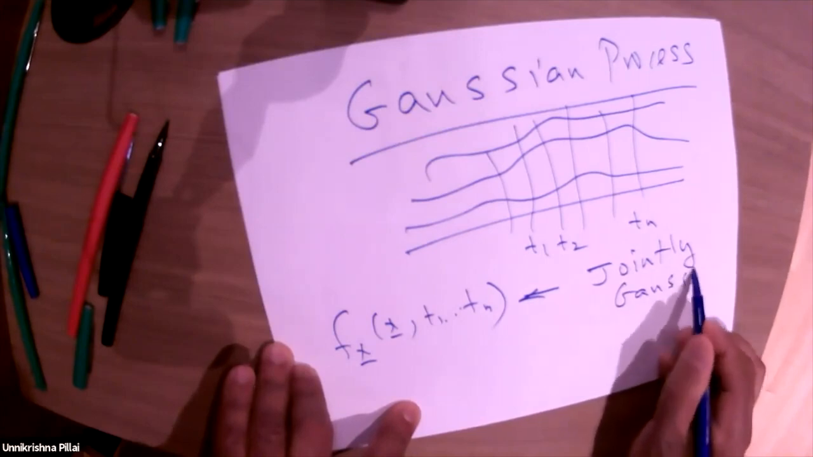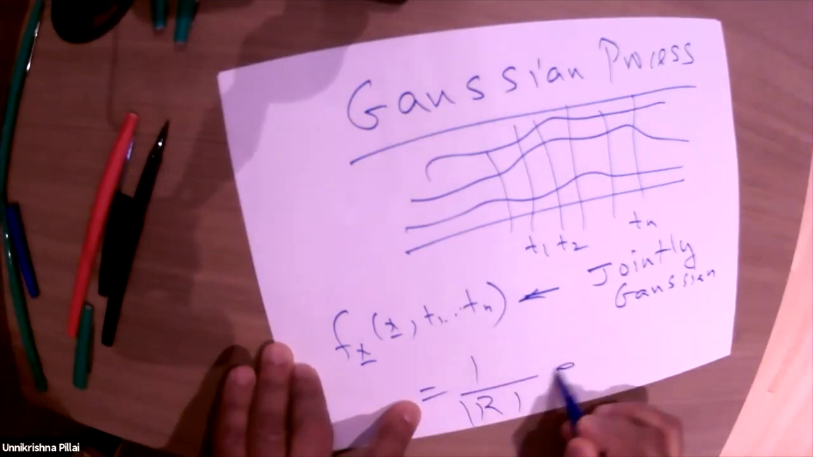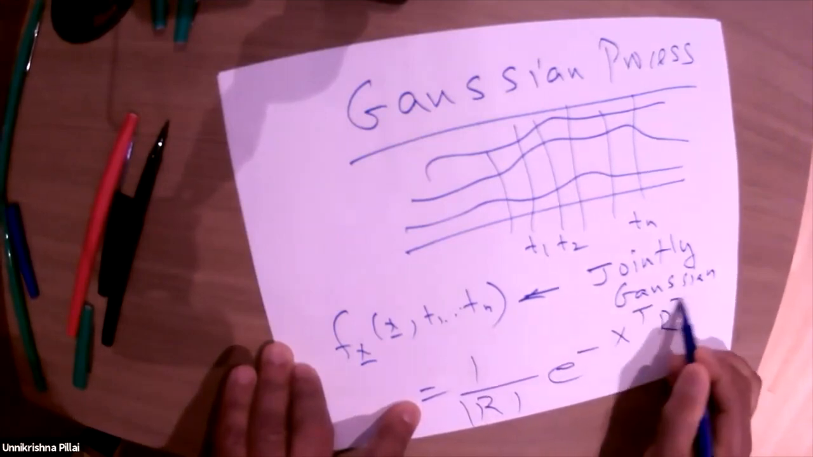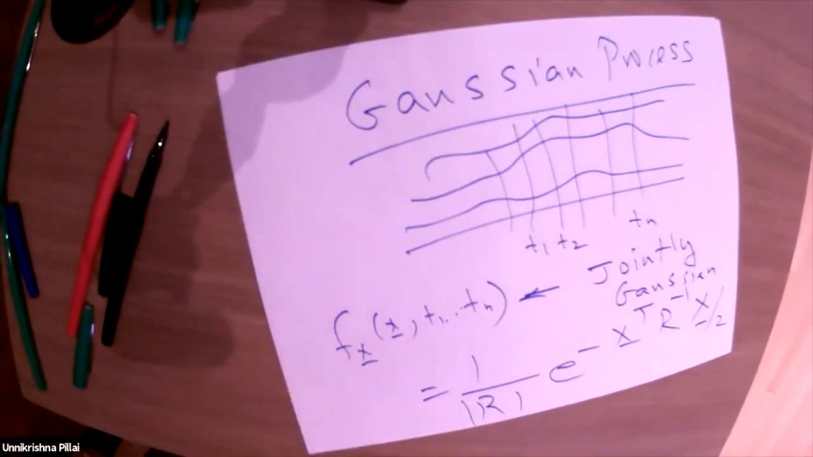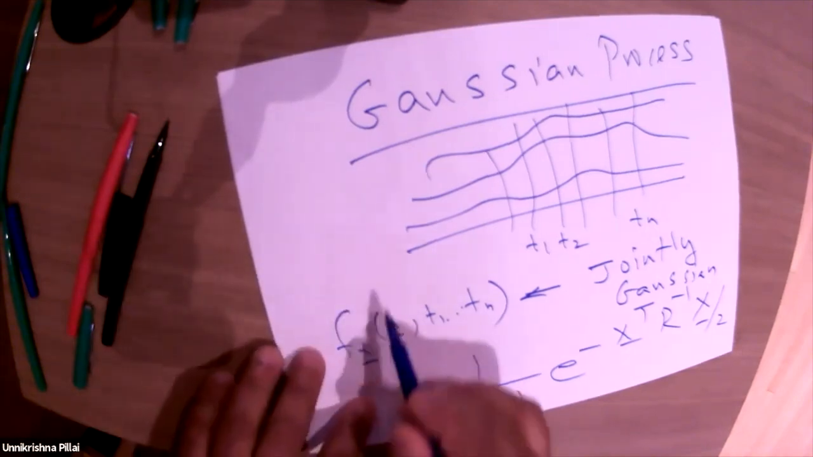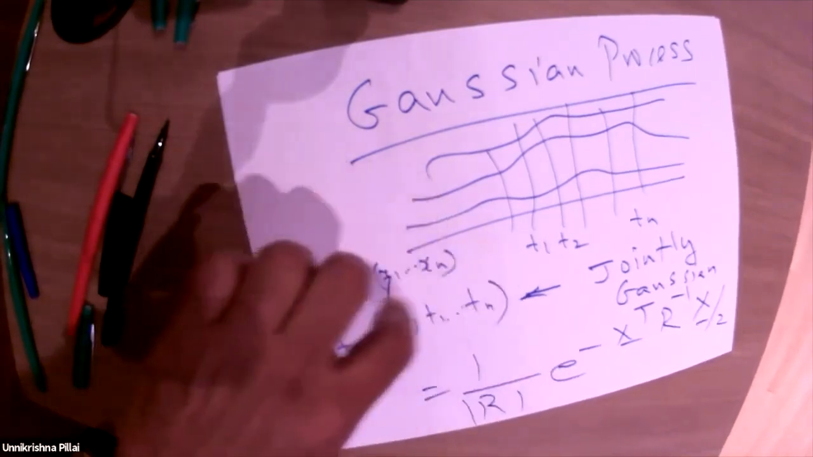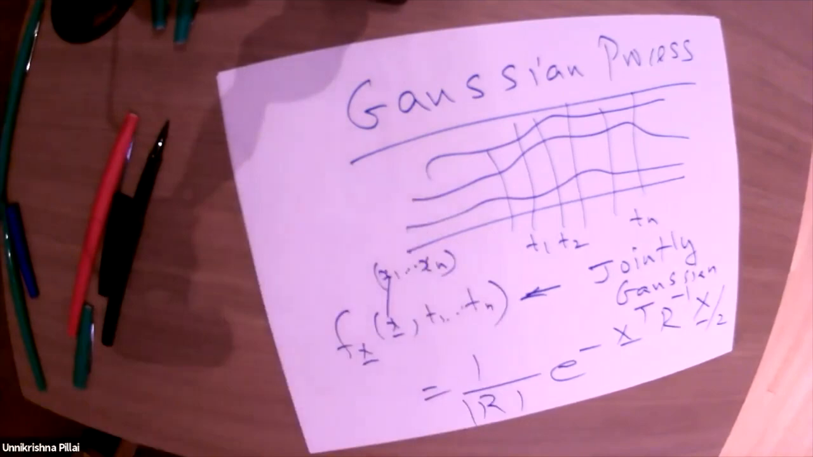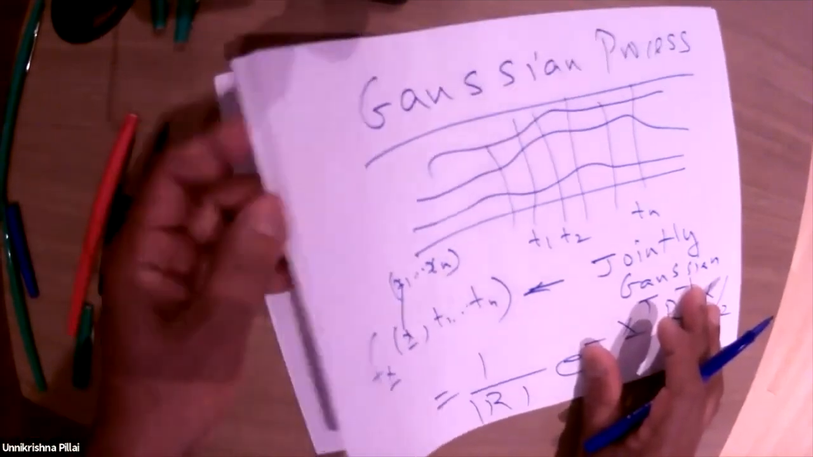I don't know whether you remember the jointly Gaussian. So jointly Gaussian will look like this. I'll explain to you what these things are. So if you take any number of random variables, x1, x2, etc., xn, their joint density function must have the joint Gaussian expression. So what does this expression mean? So let's look at one random variable.